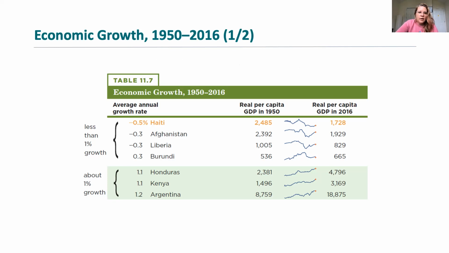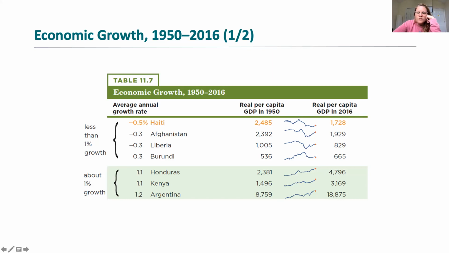Whereas some of the countries listed towards the bottom of the table have had about 1% growth. And even with rates nearing 1%, if we use the rule of 70, that means that these countries with a 1% growth rate will have doubled their income in 70 years, probably less than. And so if we're looking at just even between 1950 and 2016, this is 66 years. And we can see, for example, Argentina more than doubled their income in that period of time.